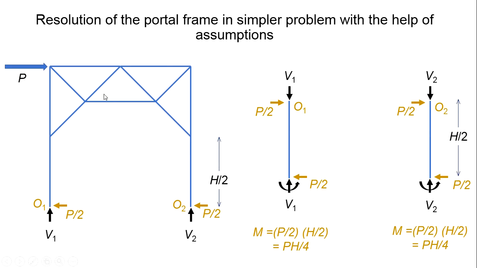So we will talk about that in the next video. And here on the right side we can see that V1 and V2 are unknown, and the moment at the bottom is also unknown. The horizontal force on both the columns is known, and the geometry is of course known. Then the bending moment at the top is known. So the bending moment at the bottom can be easily calculated; it will be simply P by 2 into this height h by 2, so that will be Ph by 4.